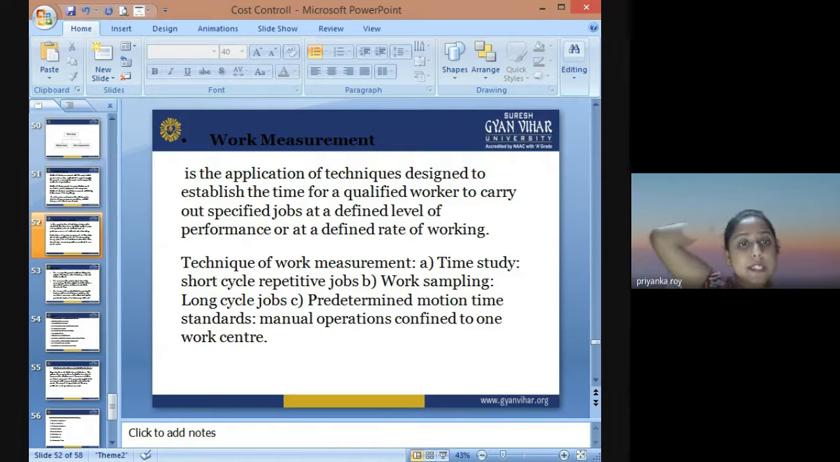Work measurement applies techniques designed to establish the time for a qualified worker to carry out a specific job at a definite level of performance, or at a definite rate of working. The techniques of work measurement include time study, short cycle repetitive jobs, sampling, long cycle jobs, predetermined motion time standards, and manual operations confined to one or other work centers.